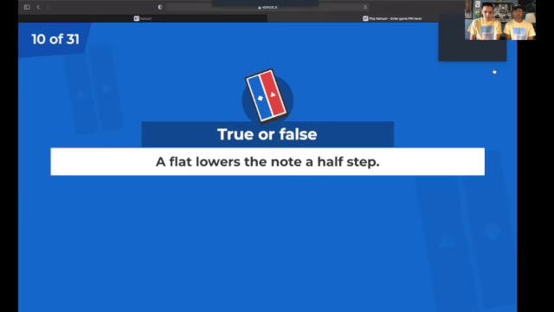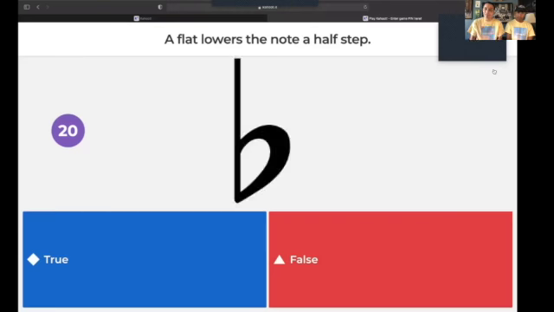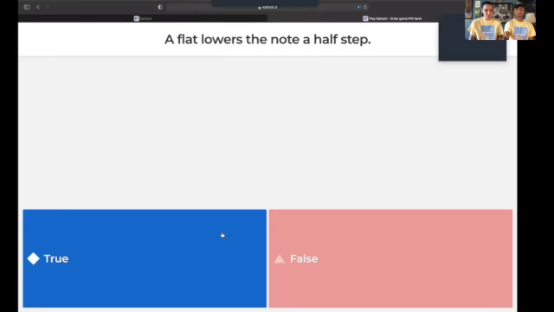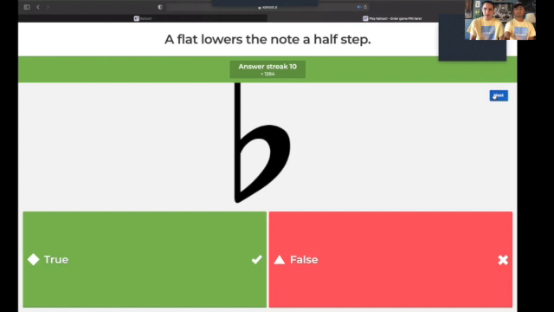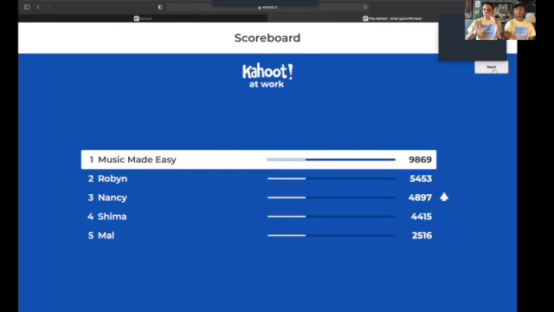Absolutely. Next question. Very similar. Be careful now. True or false? Does a flat lower the note a half step? So we talked about the sharp raising it a half step. The flat, this one is true. The flat does lower it a half step. And those are kind of the 2 main accidentals, you know, as far as raising or lowering.